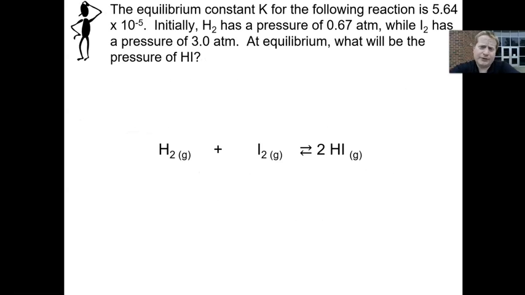Okay, so this question says the equilibrium constant K for the following reaction is 5.64 times 10 to the negative 5. So that's actually no different. That's just our constant value. We've seen that before, and they actually have that for us already. And it says initially H2 has a pressure of 0.67 atm, I2 has a pressure of 3 atm. At equilibrium, what will the pressure be of HI?